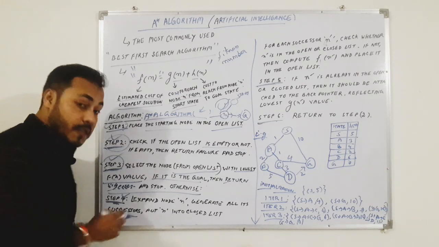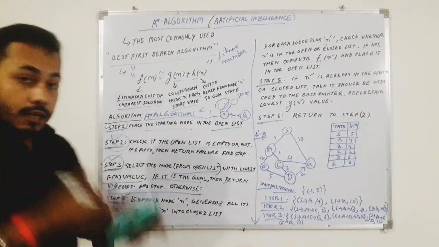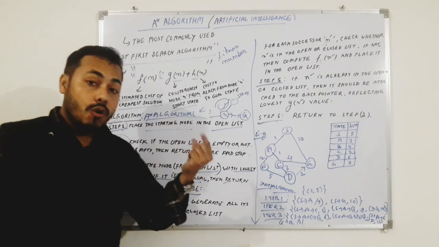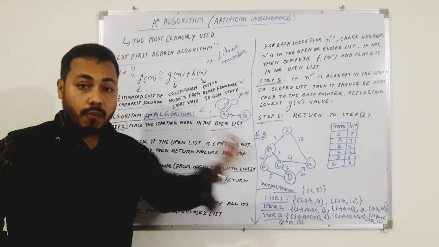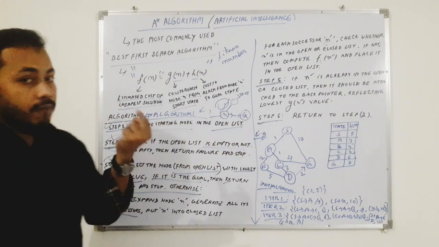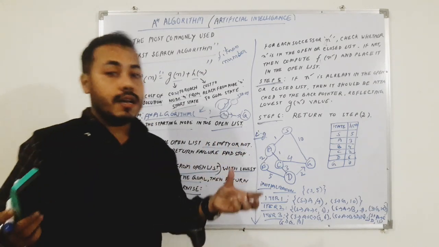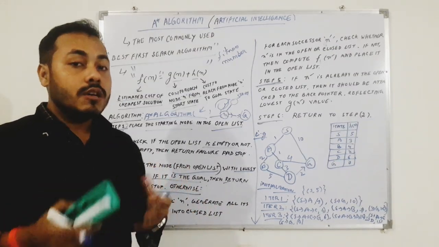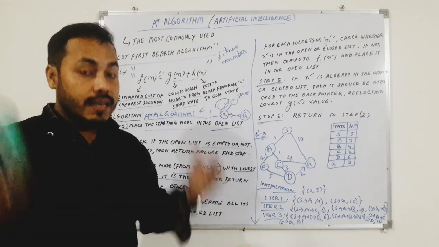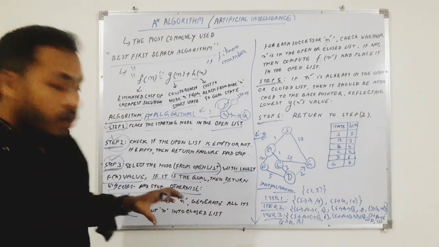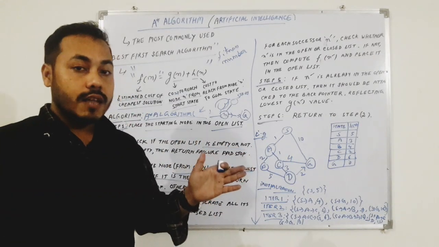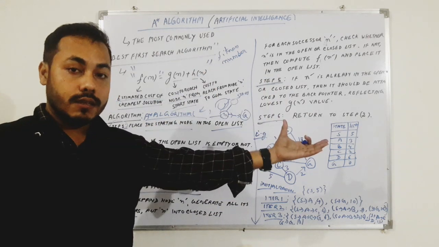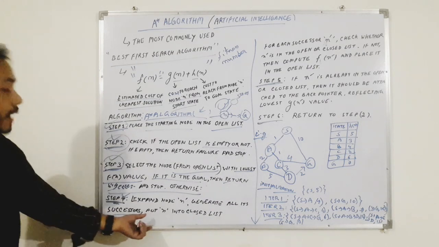Generate all its successors means we are generating the children of that node and put that node n into the closed list. Of course, n is picked up from the open list, it is not yet been expanded, meaning we have not yet generated the children of it. When we have generated its successors, we have to put n in the closed list. Got it? So we'll put n in the closed list.